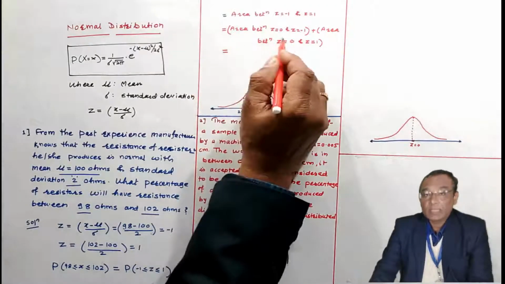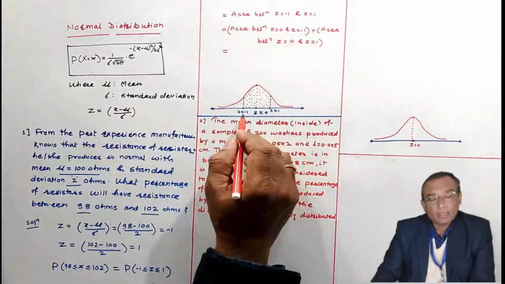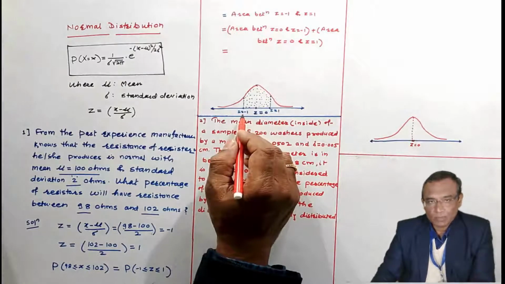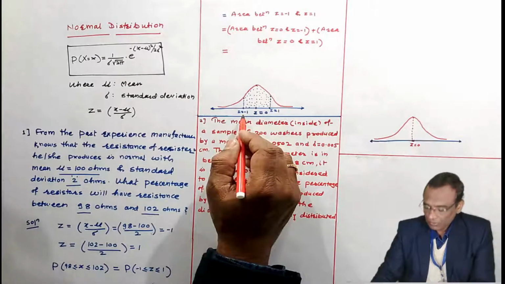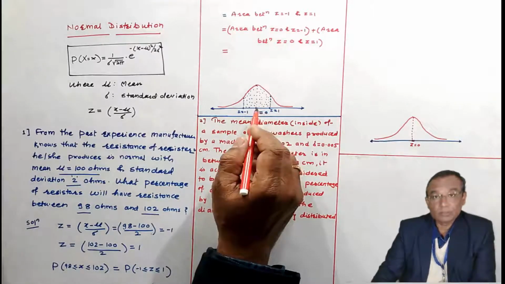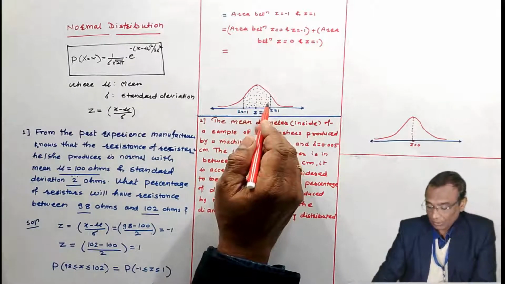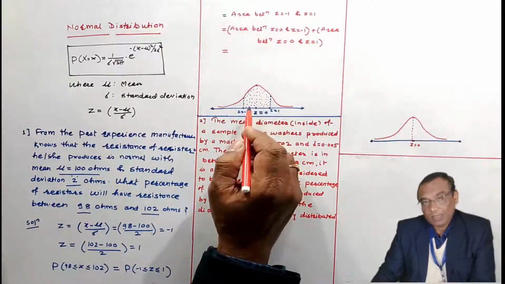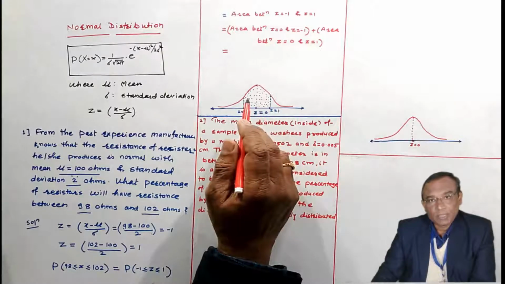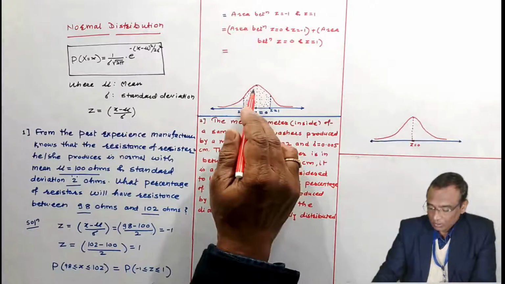The area between z equal to 0 and z equal to minus 1, and the area under the normal curve for z equal to 0 to 1, are the same, because this curve is normally distributed. On the left hand side of 0 and on the right hand side of 0, the curve is the same, meaning the curve is symmetric about this line.